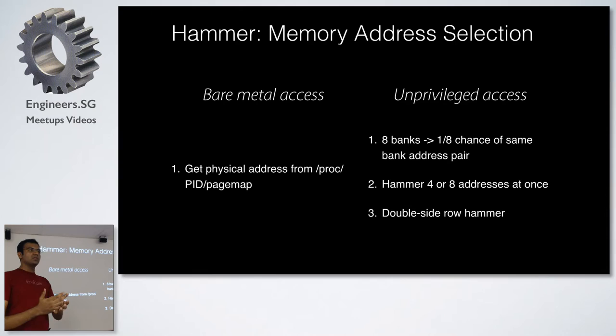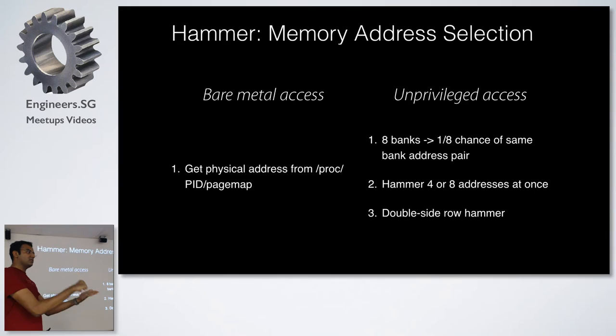So there is a process called /proc/pid/pagemap where you can actually get the relationship between virtual memory and physical address space. And by using that, you can make sure that your X and Y are close enough to be in the same bank, but different enough to be on different rows.